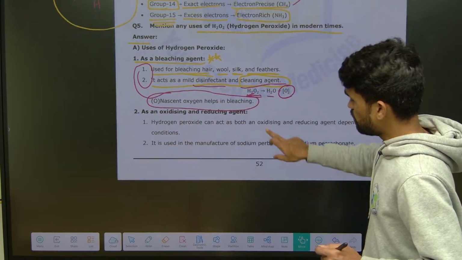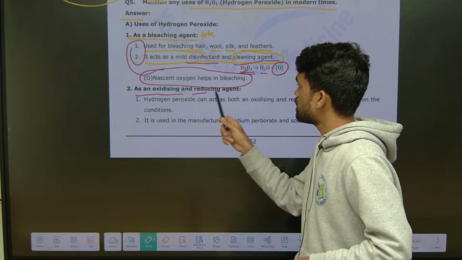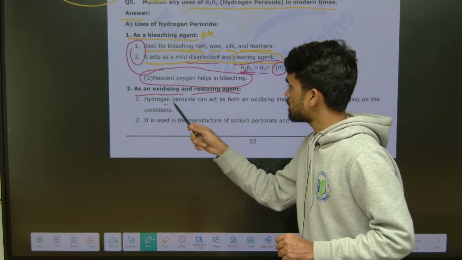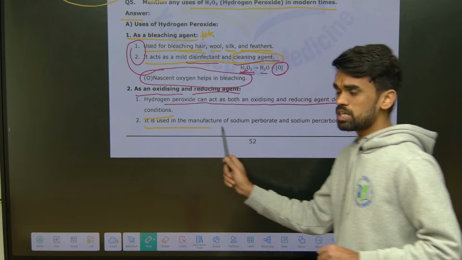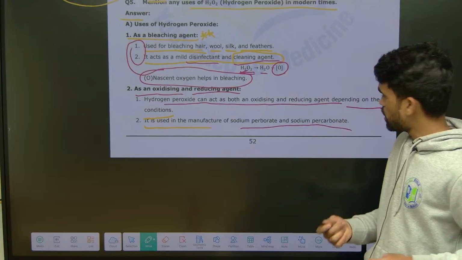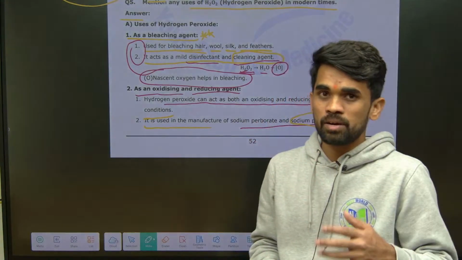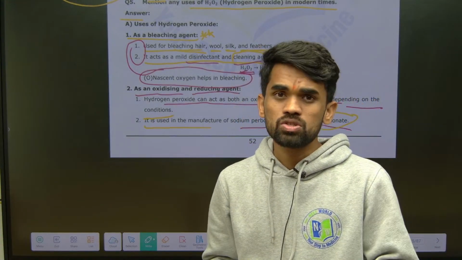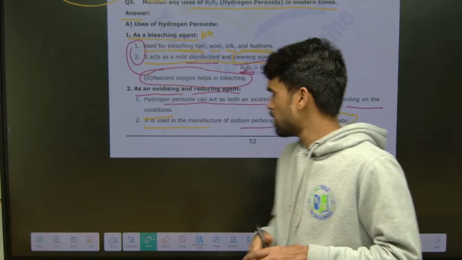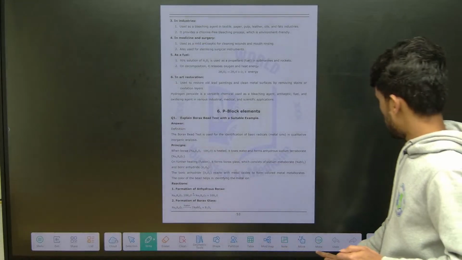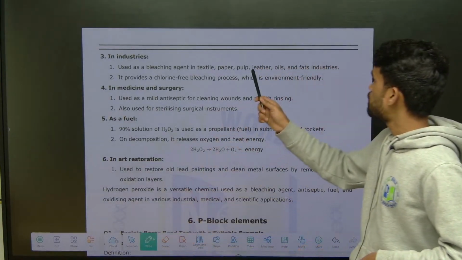And then next, hydrogen peroxide can also act as oxidizing and reducing agents. Already we have studied that hydrogen peroxide can act as both oxidizing and reducing agent depending upon the condition. It is used in the manufacturing of sodium perborate. Sodium perborate and sodium percarbonate are used for bleaching, like washing soda. For that purpose, hydrogen peroxide is also added so that it will be used for the bleaching and cleansing process.